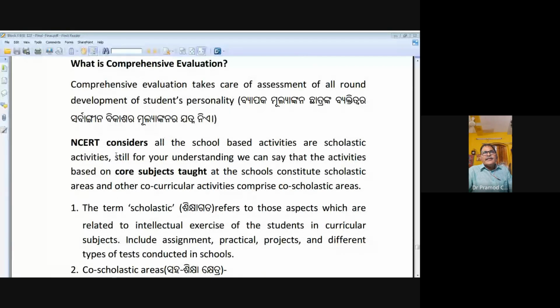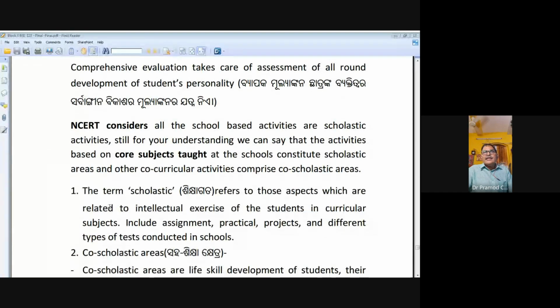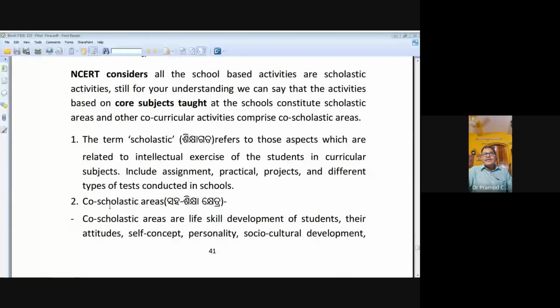Here NCERT considers all school-based activities as scholastic activities. But sometimes other activities are there. Scholastic means curriculum-related, educational. So both are to be taken into consideration.